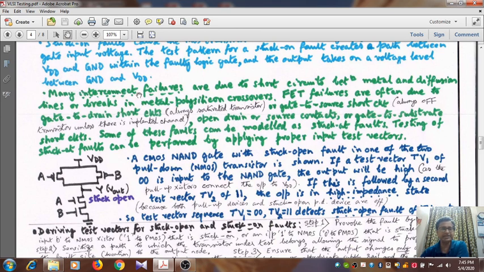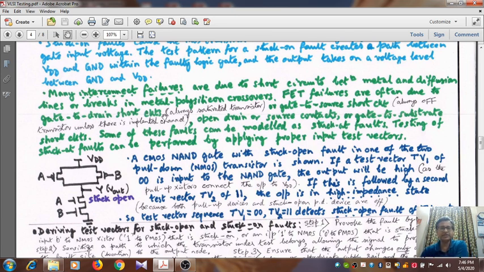There can be interconnect defects also. Many interconnect failures can occur due to short circuits between the metal and diffusion lines or breaks in metal polysilicon crossovers. That means there can be a short circuit, an undesired connection between metal and diffusion when it should not happen, or there is a break or disconnection between the metal and polysilicon. Both are undesired. And field effect transistor failures are often due to gate to drain short circuits. You know that when gate and drain are shorted, then the transistor always behaves like a saturated transistor.